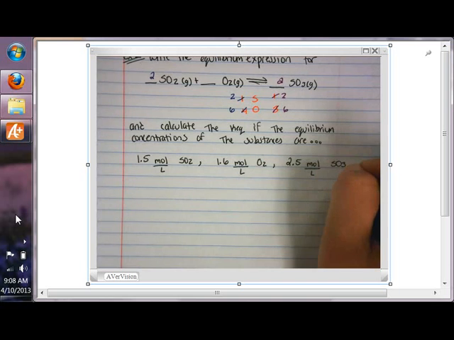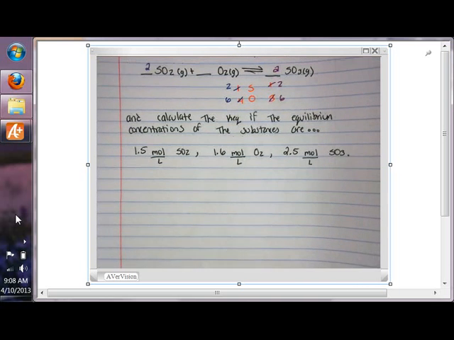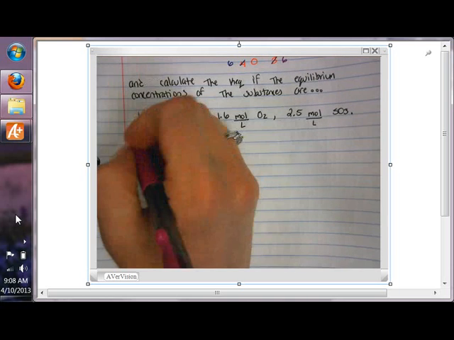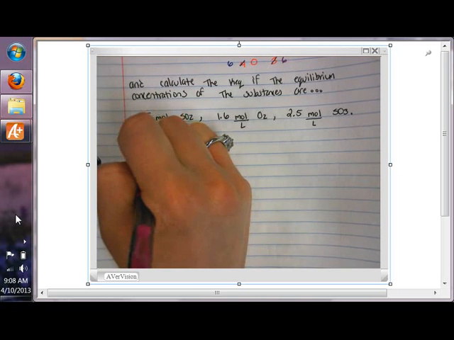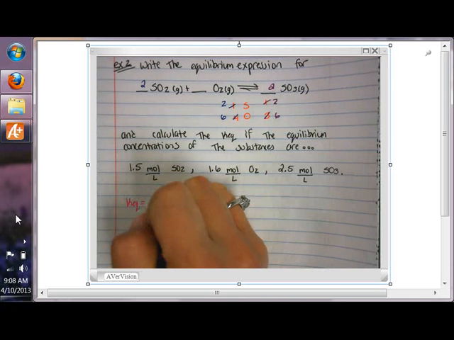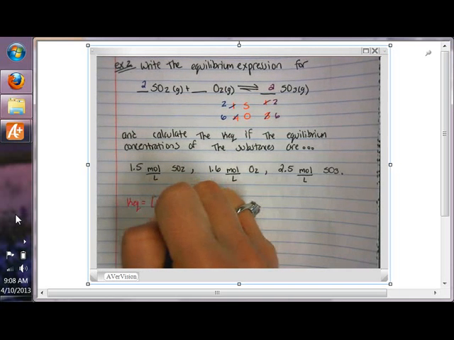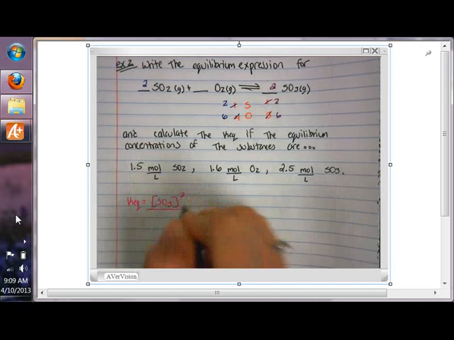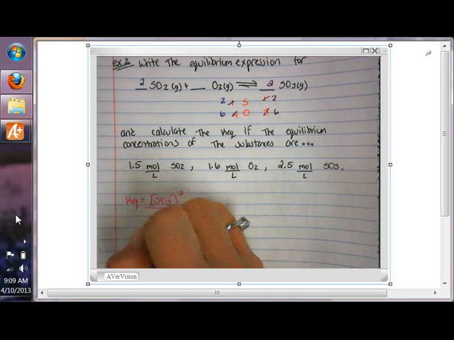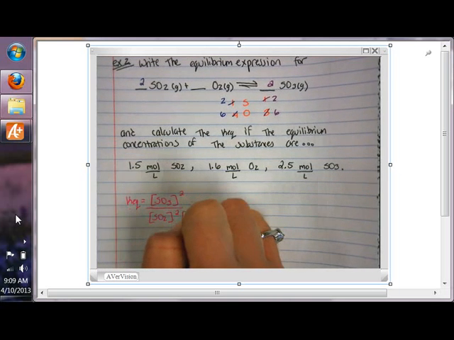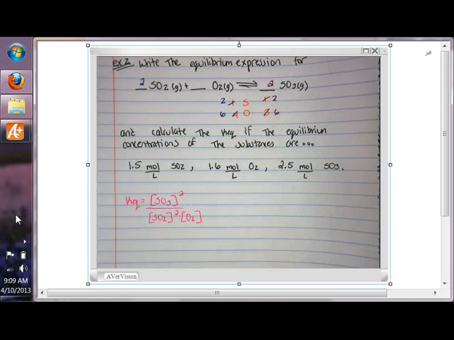So the first thing I'm going to do is write my KEQ expression. KEQ equals products, which is SO3, so the concentration of SO3 raised to the 2, all over the concentration of SO2 raised to the 2, times the concentration of O2. Okay, they're all gases, so I can include all 3 of them.